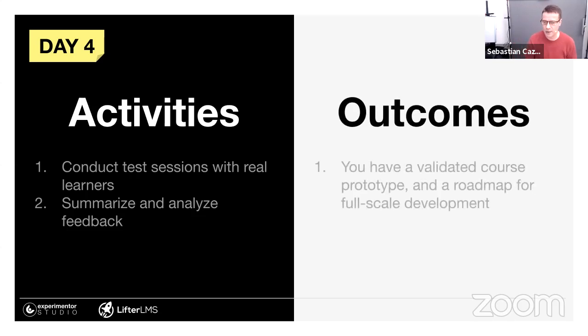So the main outcome is that you have a validated course prototype. The keyword here is validation. And you also have a roadmap for doing the full-scale development, because you collected a lot of feedback and you know from that feedback what you need to improve, what you need to add to your course, how you need to tweak it in such a way that people will continue to use it. So that's basically the outcome of the 4th day, the outcome of the sprint. This is where you are collecting the main benefit of the sprint, validating your course idea.